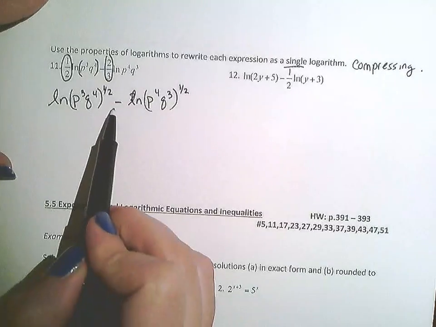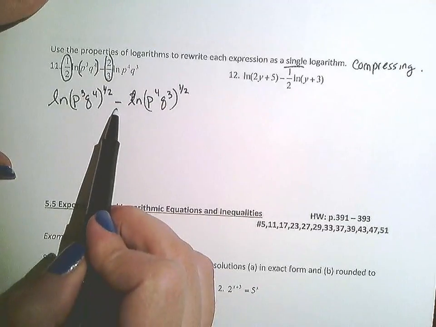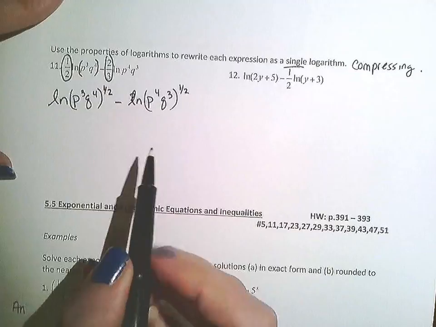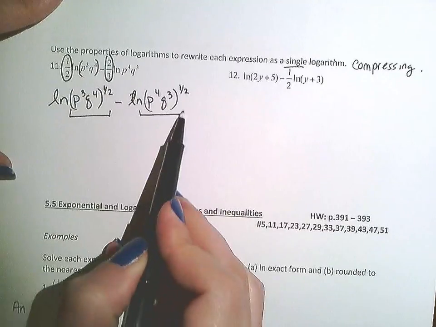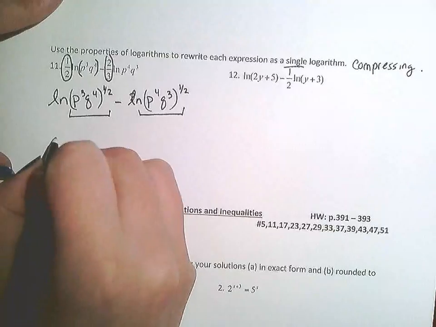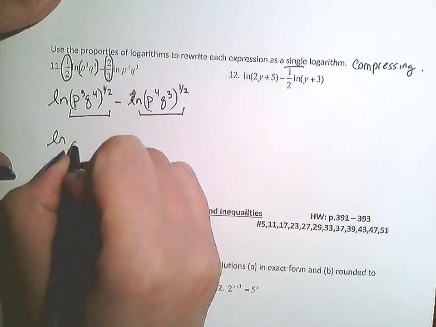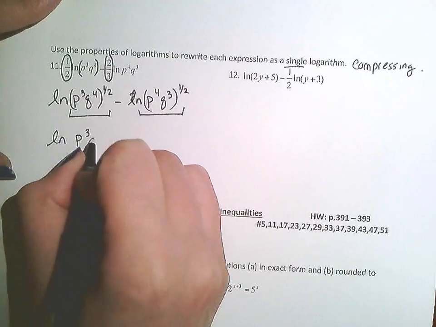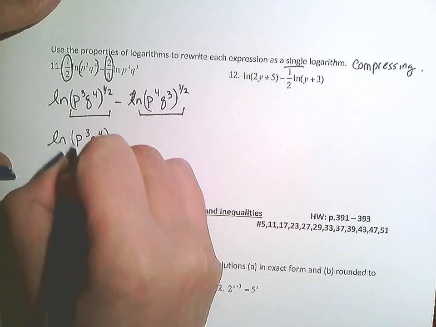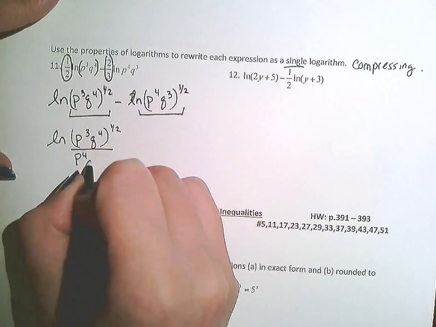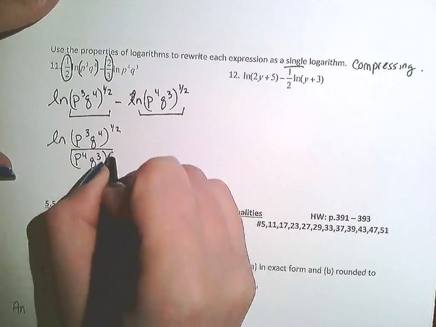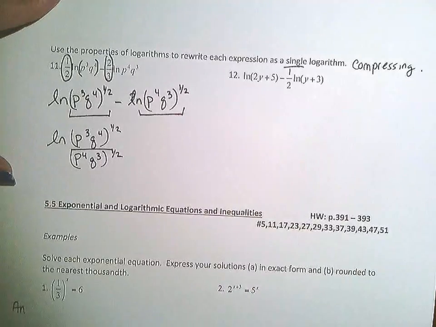All right, next up, there's a minus here. So I need to get rid of that minus. So that means these two things right here are going to be divided. So this is ln of (p/3 q to the 4th), all of that to the 1/2, divided by (p fourth, q third), all of that to the 1/2.